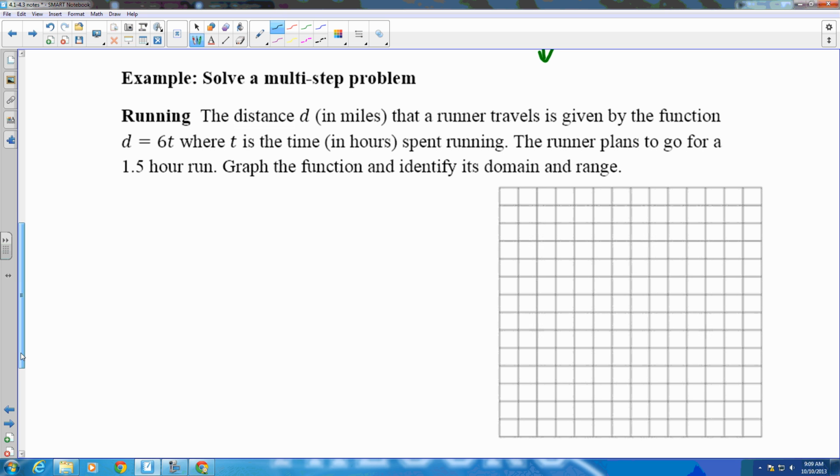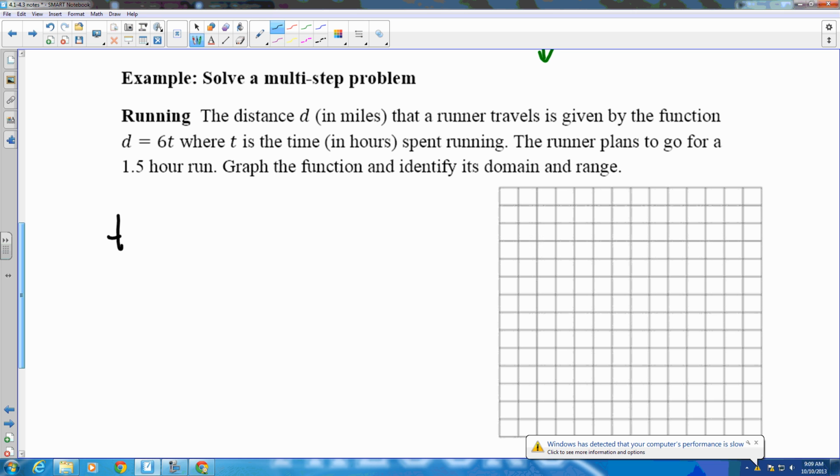Okay, last one is a word problem. The distance d in miles that a runner travels is given by the function d equals 6t, where t is time in hours that's spent running. The runner plans to go for a 1.5 hour run. Graph the function and identify its domain and range.